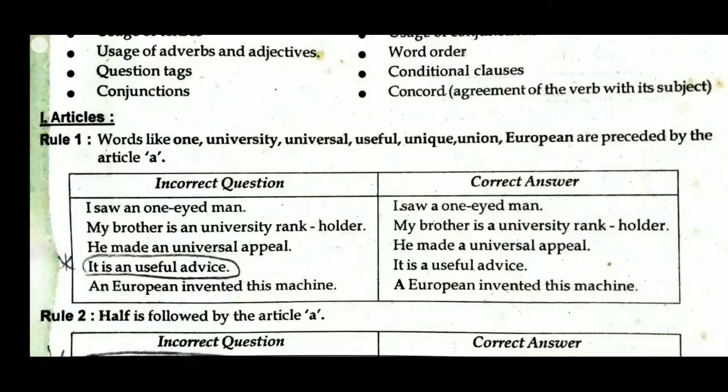He made an universal appeal. He made a universal appeal is the right answer. It is an useful advice. An useful is wrong. A useful is right. So it is a useful advice.